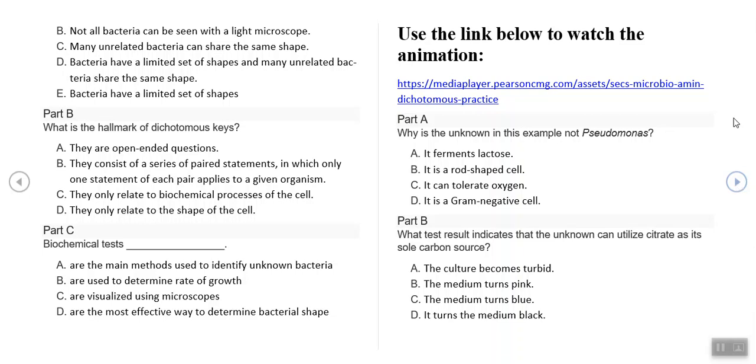All right, so moving on, we get some more practice with dichotomous keys, and go ahead and pause the video and watch the animation, and we'll be back.